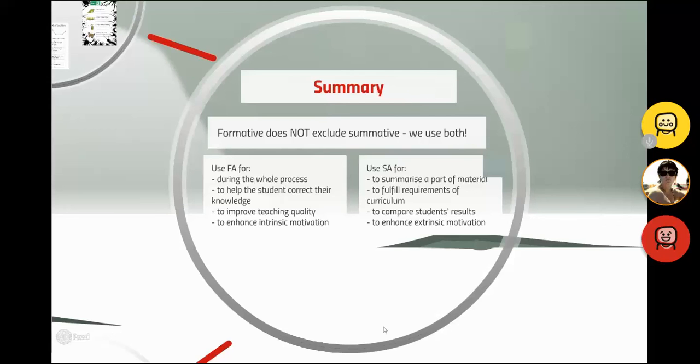to success. The summative assessment we use to summarize a part of material when we are pretty sure that all of our students acknowledged everything, and to fulfill requirements of curriculum, because this is what systems want us to do, to compare students' results because it is measurable, and to enhance extrinsic motivation, which is a part of our social life.